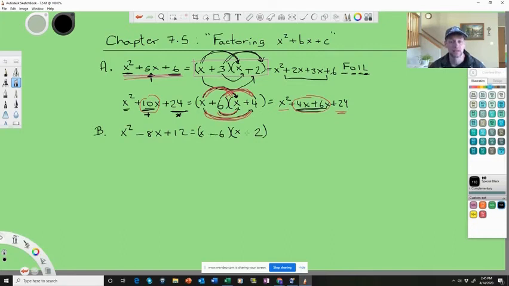What is negative 6 times negative 2? Isn't negative 6 times negative 2 positive 12? And at the same time, negative 6 plus negative 2 is negative 8. Then I know this is right. Now I'm going to check it one last time.